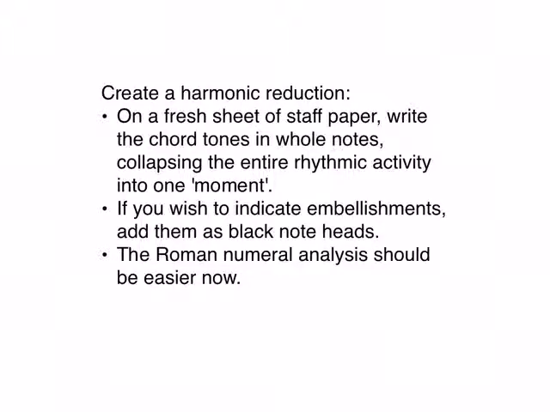And finally, in the examples I'm about to show you, create a harmonic reduction. On a fresh sheet of staff paper, write the chord tones in whole notes, collapsing the entire rhythmic activity into one moment. If you wish to indicate embellishments, you can add them as black note heads in contrast to the whole notes that you're writing. And the Roman numeral analysis should be easier now that you see everything in block form, as though it were like chorale texture.